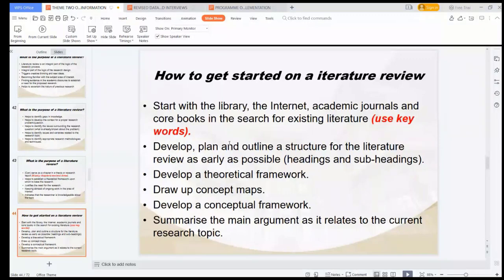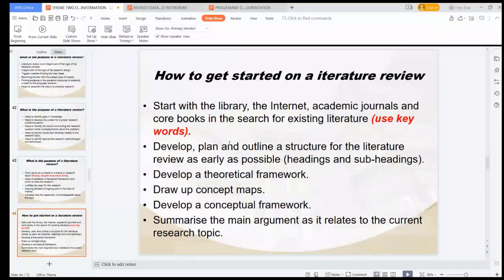And how do you get started now with the literature review? You start with the library, the internet, academic journals, and core books in the search for existing literature. And here I say, use your keywords. Remember your topic. If I'm researching the role of vendor culture in nature conservation, the keywords are vendor culture. The keywords are conservation. Those are keywords. Then if I go into vendor and conservation, then I will see something coming out. And if nothing comes out, it means there is little that has been written about it. So keywords are very important.